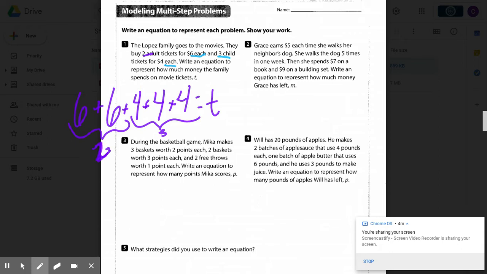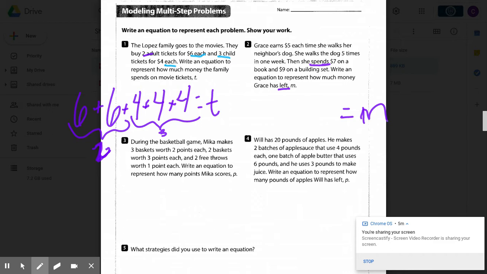Before we move on, I'm going to underline this word, left. If she spends money, that means she's taking away from what she's earned. Taking away equals subtraction, hint, hint. So the first thing you're going to have to do is figure out how much money she earned in all. And then you're going to take away the money that she spent from the money that she earned to see how much money she has left. You're going to do the same thing with this M. It's going to be equal to M, the money that she has left.